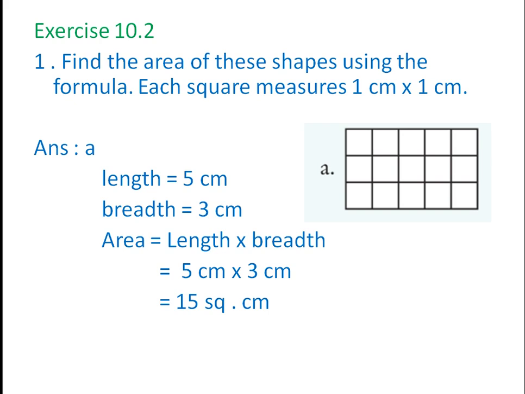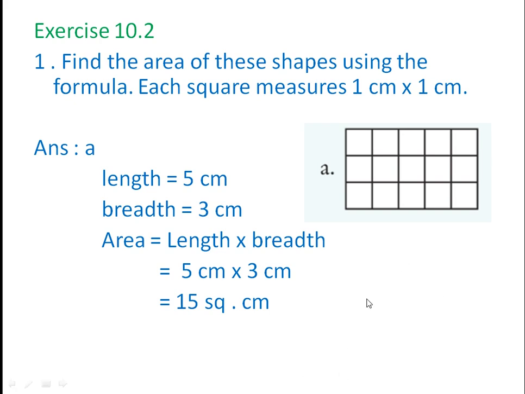Like that we should solve the problems with a picture. Here write down first: length is equal to 5 centimeters, breadth equal to 3 centimeters. What is the area of the rectangle formula? Length multiplied by breadth. Write down the length 5 centimeters, breadth 3 centimeters, multiply both values: 5 threes are 15 square centimeters. This is the answer for the area of the rectangle problem.